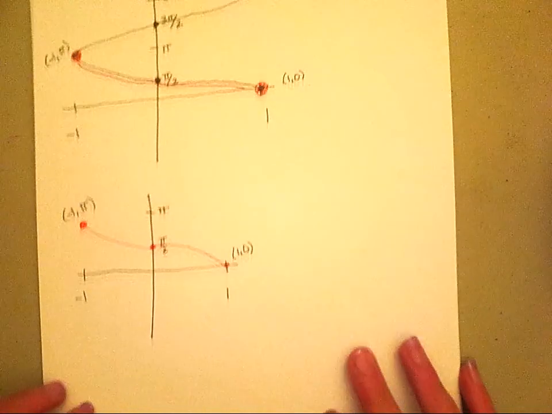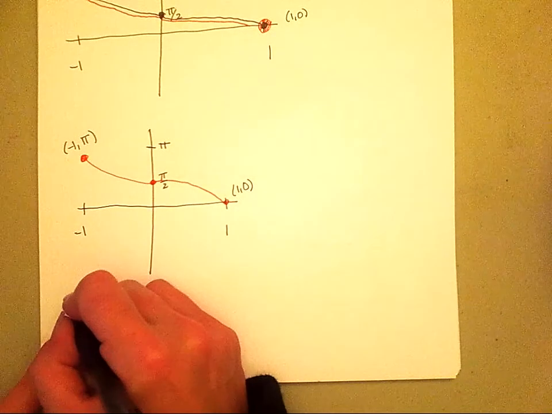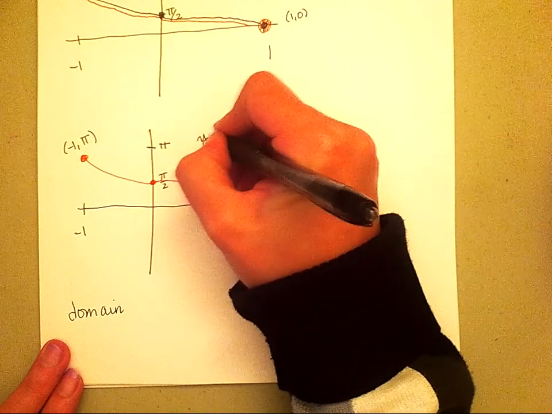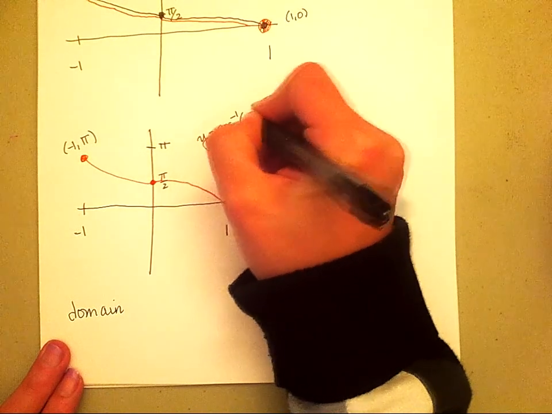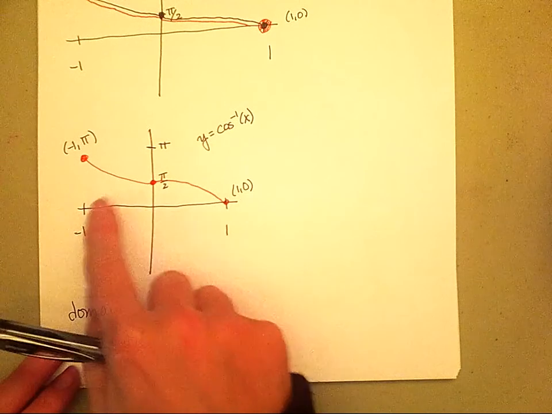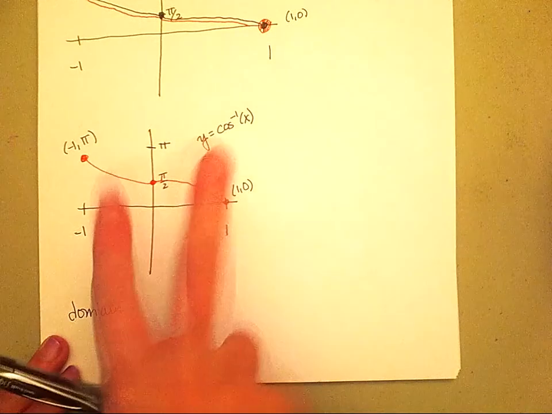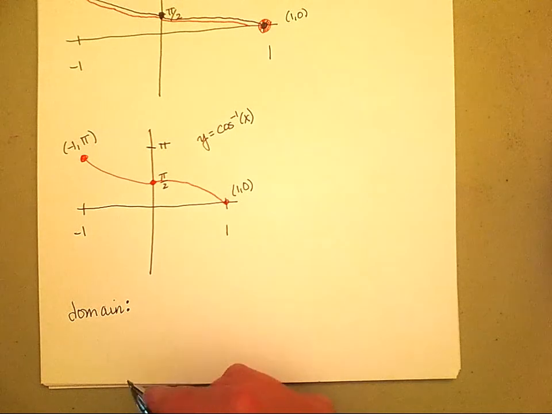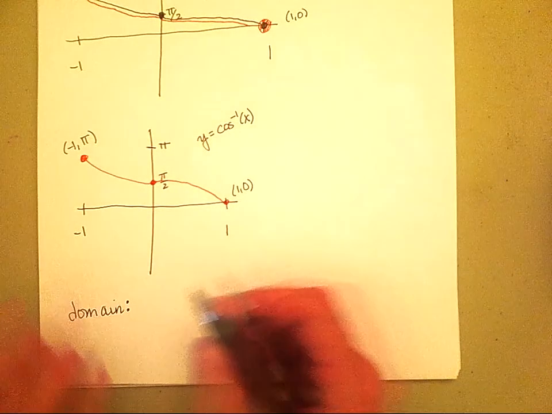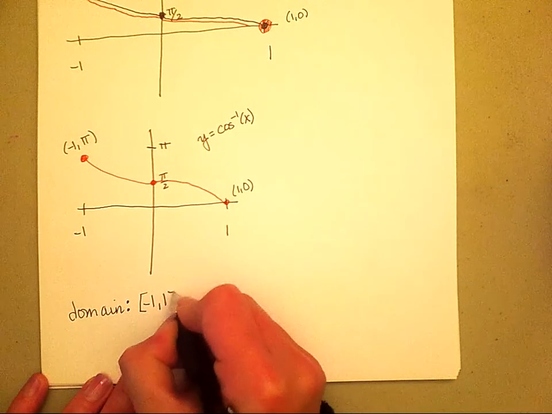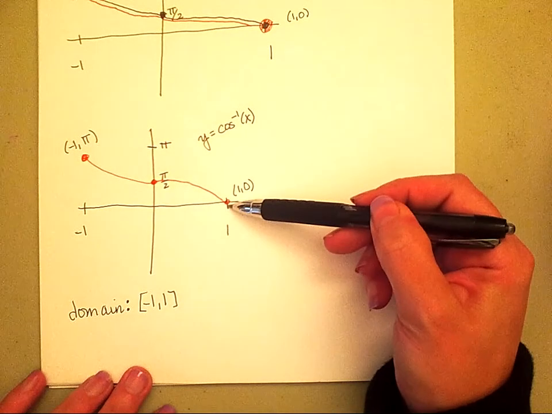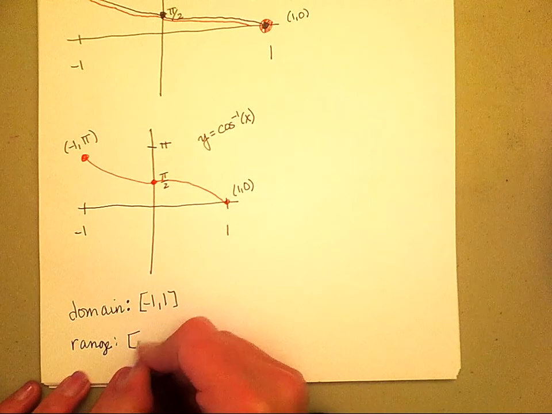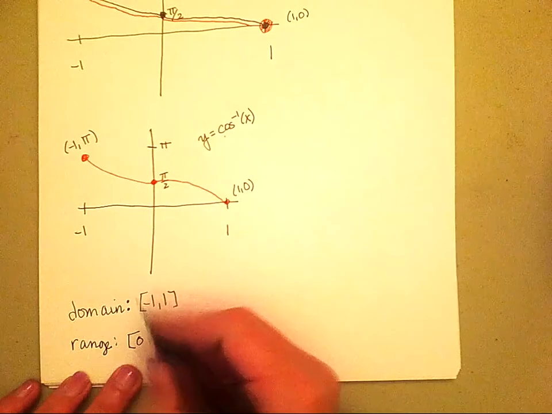From here, we can see the domain. This is y equals the inverse cosine of x. That's all it is. Notice it's not an even function. You can't go flipping it around. It doesn't work like that. Even though cosine's even, its inverse is not. The domain goes from negative 1 to 1 inclusive, and the range starts at 0 and goes all the way up to pi.